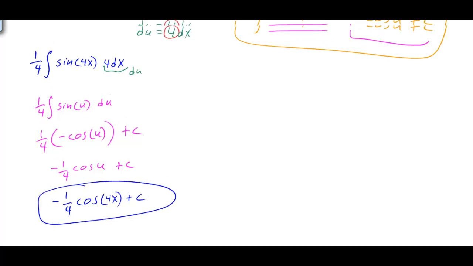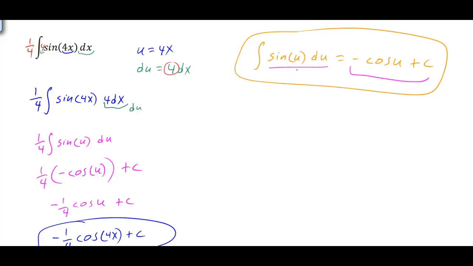So not always, but typically if you have a trig function, and based on the formula, the integral of sine of u du, again, your u is the inside part of the function, and our u then would be the 4x, and then the derivative would be 4 dx. So keep that in mind when you're working with a trig function. Probably most of the time you're going to let the u equal that inside part of your trig function.